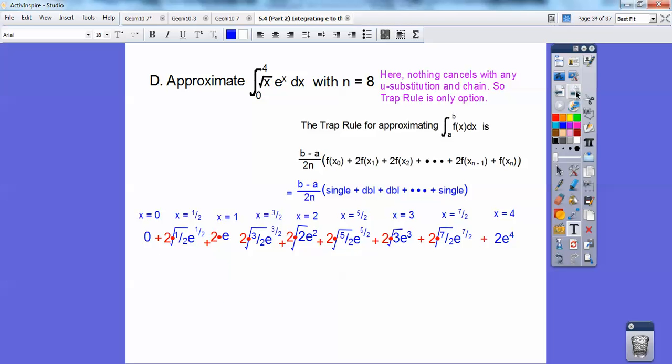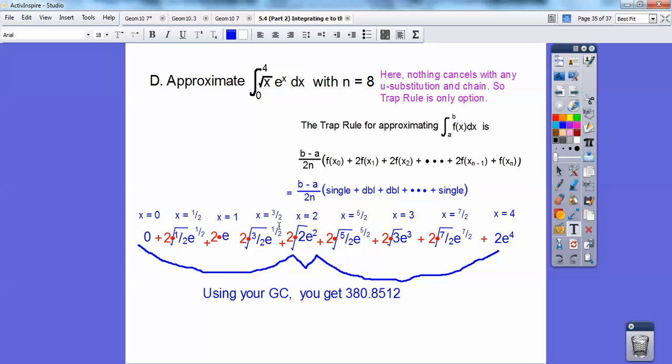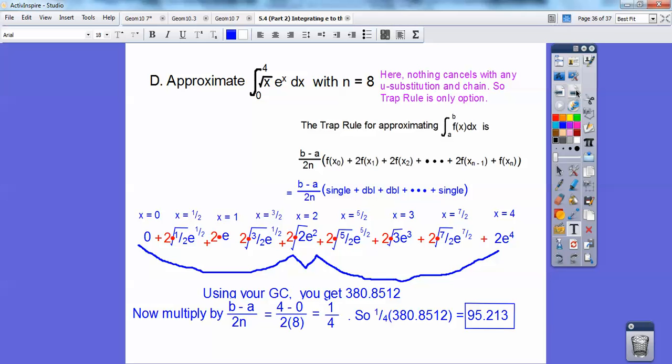All right, so in your graphing calculator, I'm going to fix this little dude right here. Change that back to a 3. Okay, in your calculator, oops, I didn't get that yet. Sorry. Okay, I got 380.8512. Okay, so now I still got to do the b minus a over 2n, so 4 minus 0 over 2 times 8. It comes out to be 1/4. Okay, because it's 4 over 16. So it's 1/4 of all of that, and I get 95.213. All right, you're going to have one of those on your homework right here.